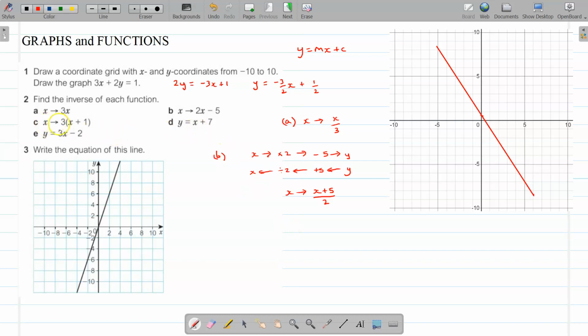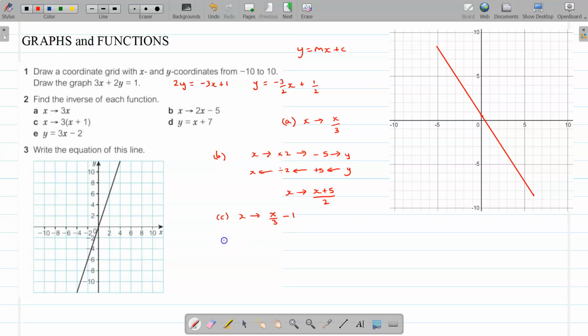Okay, in C, I'm adding 1 to x, then multiplying by 3. So the opposite is to divide by 3 and then subtract 1. So the inverse of this one is, this is C, so x maps onto, I do the opposite of that. So I divide by 3 and then subtract 1.